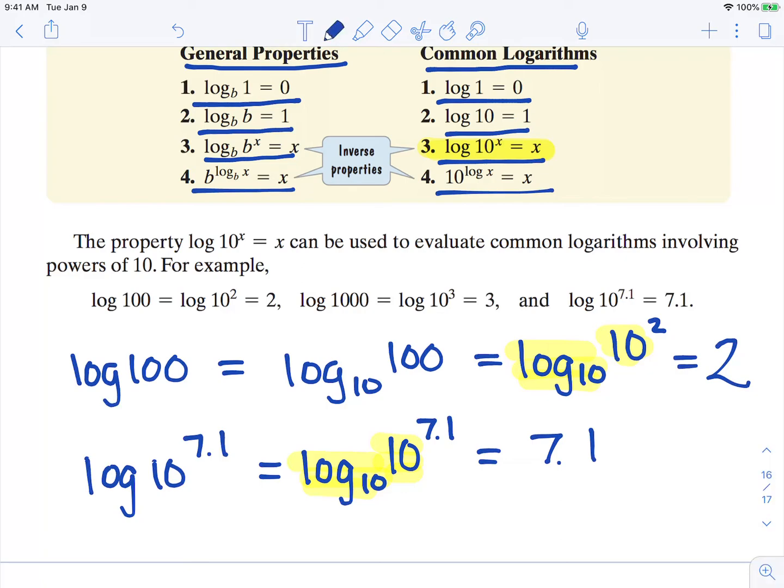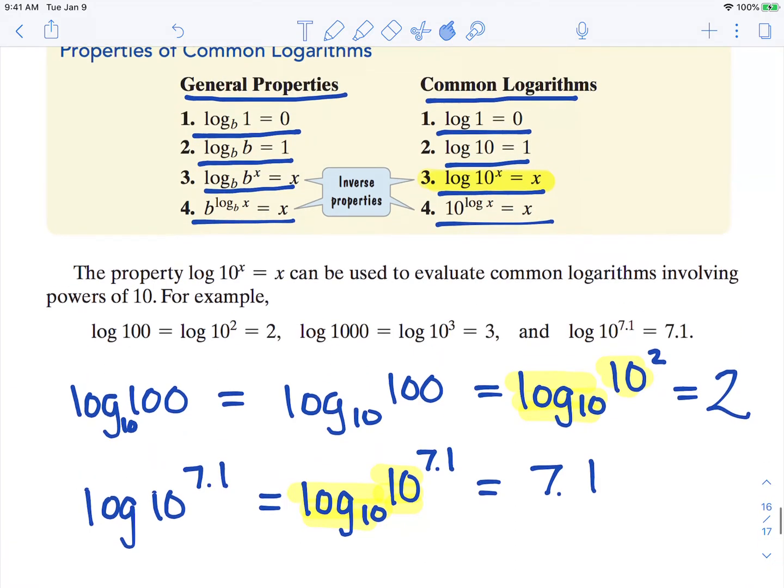So when you don't see the little 10 right here, if you want to put it in, just so you remember that that's base 10, go ahead and do so. But that's called the common log.